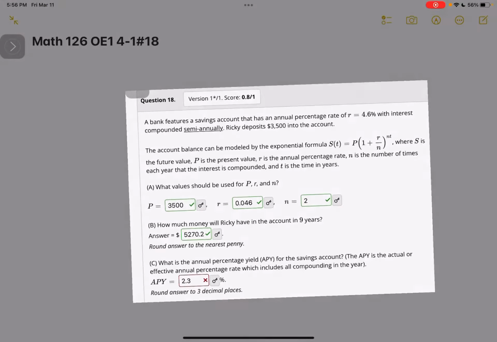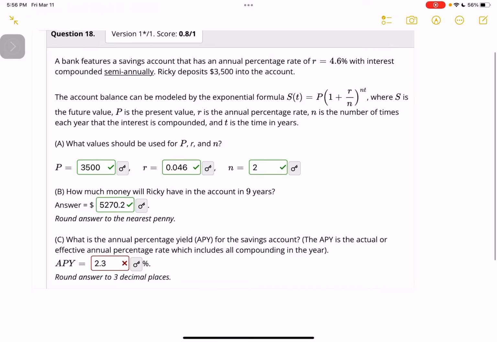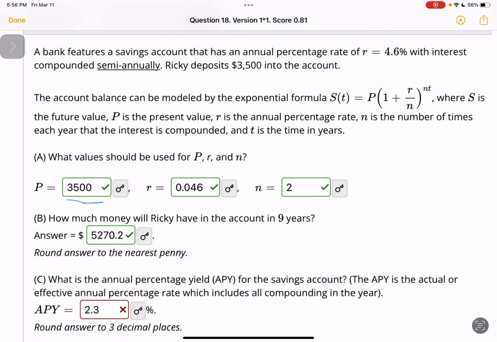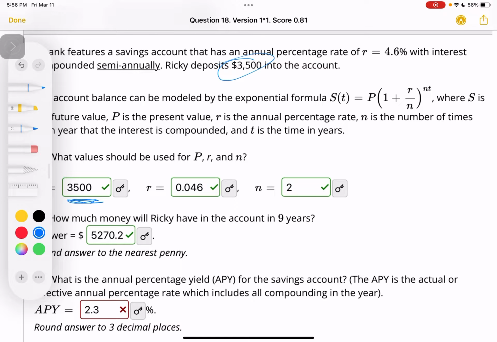Okay, so for this one, I'm going to give myself some space to work. But we have the formula S of t equals P times (1 plus r over n) to the nt power. We have identified that 3,500 is our deposit. The interest rate is 4.6%, so 0.046 is the decimal version. And it's semi-annually, so that's where we get our 2 times a year. And we put that in our calculator.